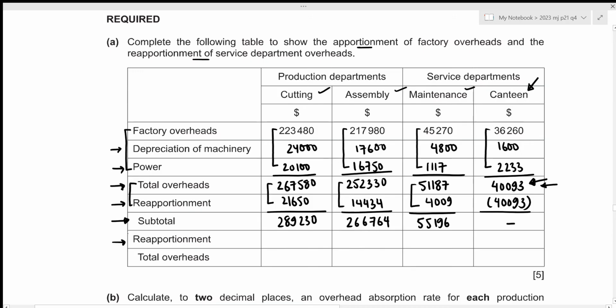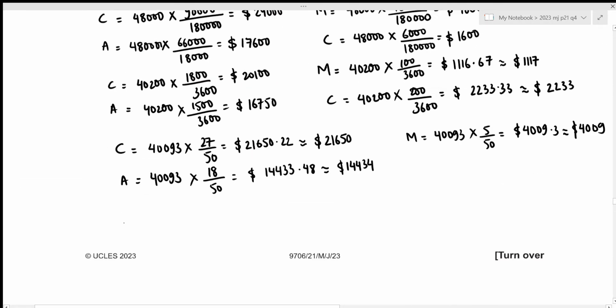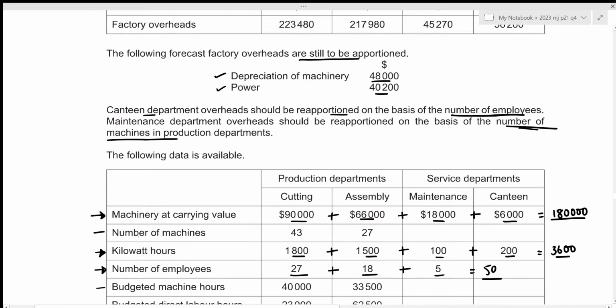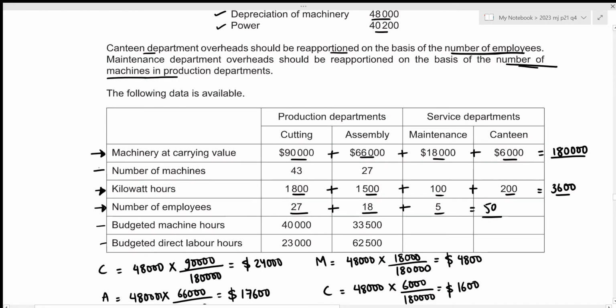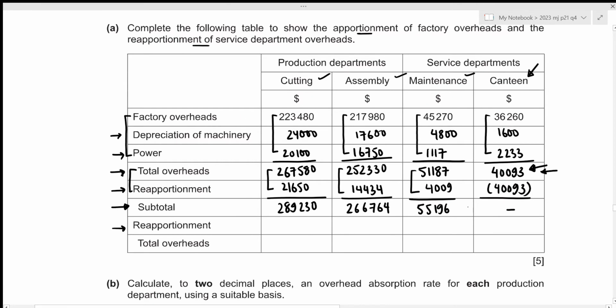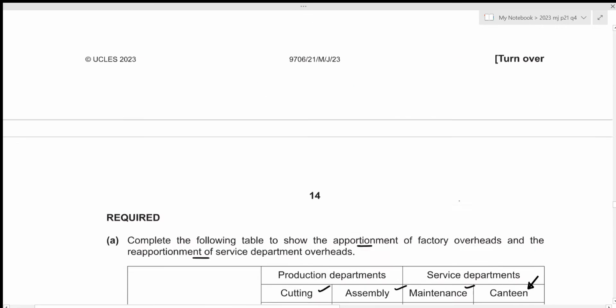Now there is next reapportionment, and this is just going to be the reapportionment of maintenance department towards our two production departments. Again, we were given the basis of reapportionment above, and the basis was number of machines in production departments. And number of machines is given right here. So the first step would be to figure out its total. That's 43 plus 27, which results in 70. And the total overhead for our maintenance department is just 55,196.